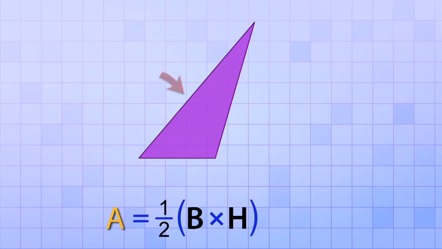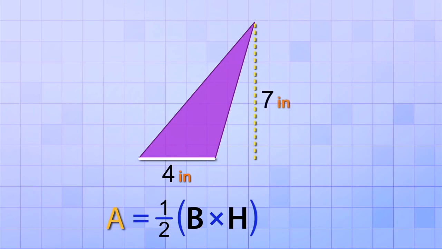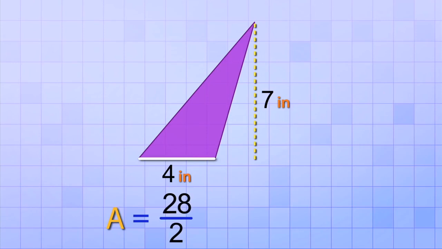The diagram of this obtuse triangle tells us that the base is 4 inches and the height is 7 inches. So let's plug those values into our formula. We end up with the equation area equals 1/2 of 4 times 7. 4 times 7 would be 28, and then we can calculate what 1/2 of 28 would be by dividing by 2. 28 divided by 2 is 14. So the area of this obtuse triangle must be 14 square inches.